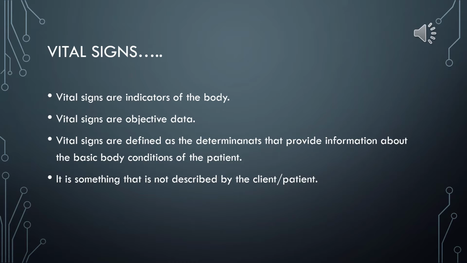Vital signs are the indicators of the body, meaning they tell us what is going on inside the body. Second, vital signs are objective data. What the word objective means is that it cannot be told by the patient, but through the vital signs we can note what is happening in the patient's body. Vital signs are defined as the determinants that provide information about the basic body condition of the patient. It is something that is not defined by the client or the patient.